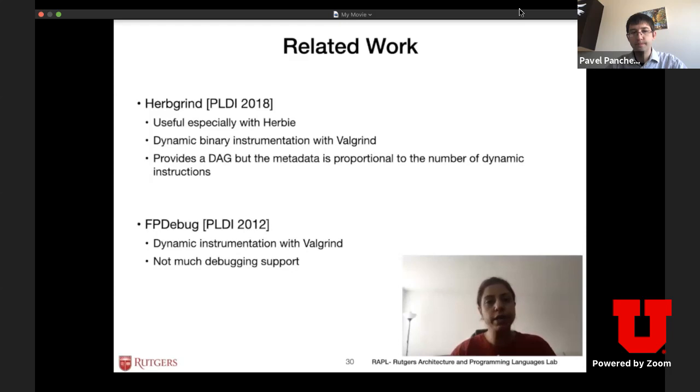Herbgrind's goal is to generate expressions so that they can be rewritten using Herbie. To achieve this goal, they do generalization, which requires storing metadata proportional to the dynamic trace of the program. In contrast, we store a constant amount of metadata per memory location and provide a DAG of instructions for debugging purposes.